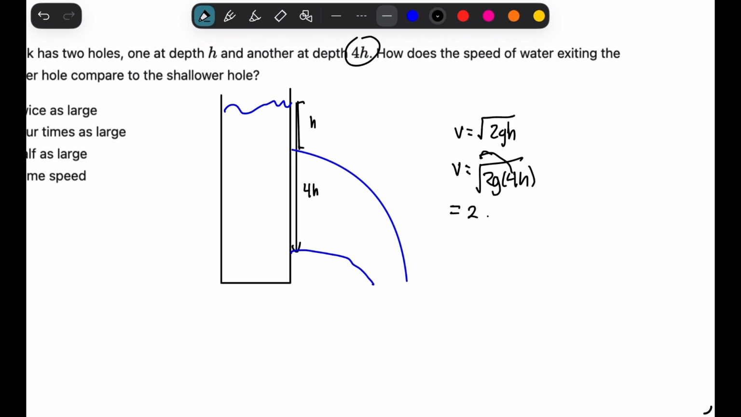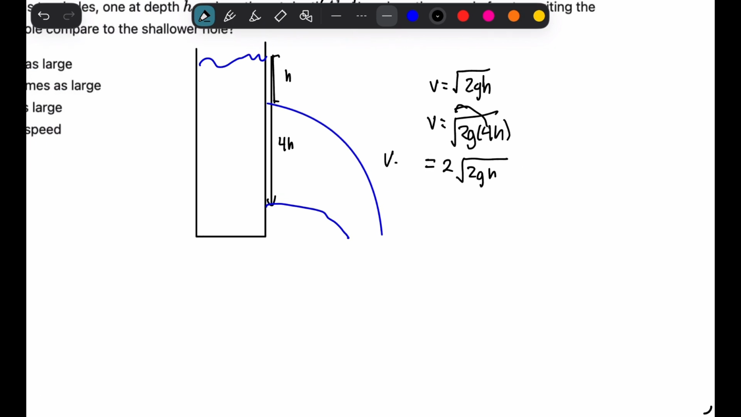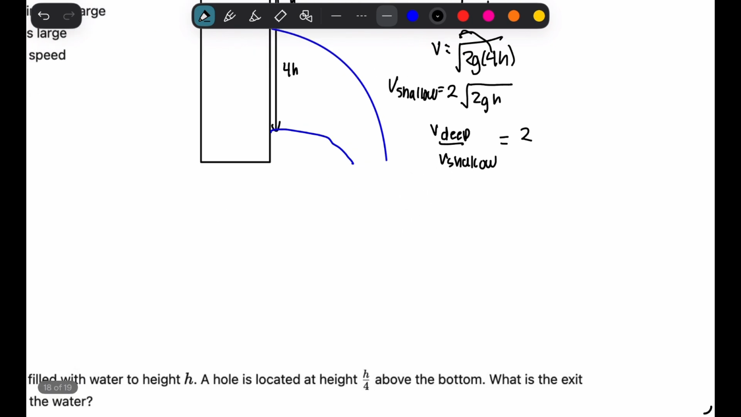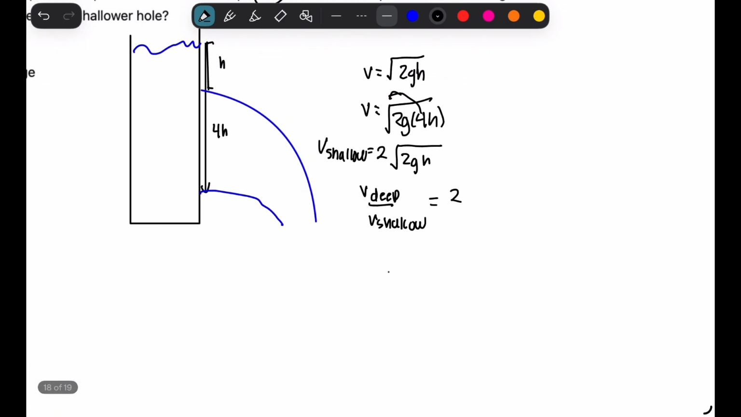So 4 you can take out, and that's just 2. And then you have 2GH here. So then this is the V shallow that you get. Now, what is the ratio of V deep over V shallow? This is going to be 2, because the only thing that's differentiating these two is that this has a factor scale of 2. And we see that velocity is going to scale with the square root of depth anyways in the equation. So if you quadruple your depth, that is going to make you double your speed.